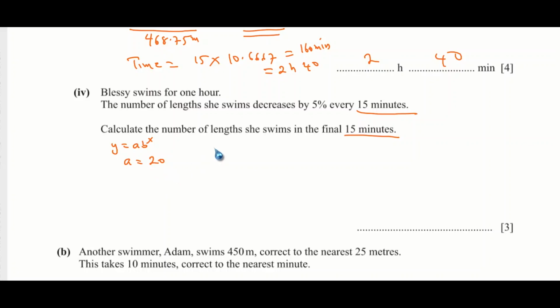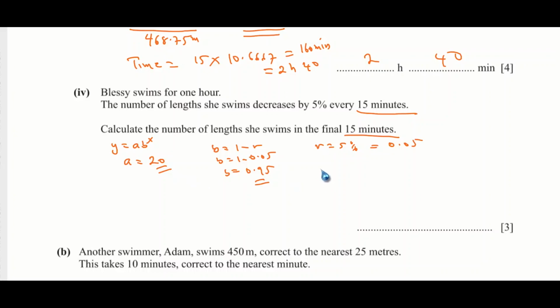Then b will be equals to 1 minus r, since it is exponential decay. Okay, so if it was exponential growth, it will be 1 plus r. So our r equals to 5%, which is equals to 0.05. So b will be equals to 1 minus r. So b will be 1 minus 0.05, and that will be 0.95. So this is the value of b. Okay, and this is the value of a.